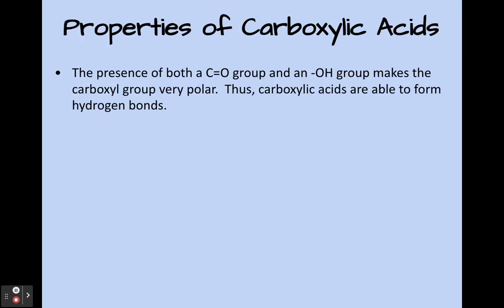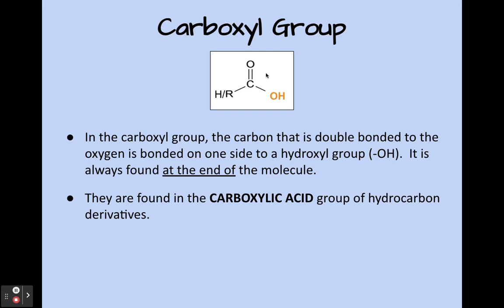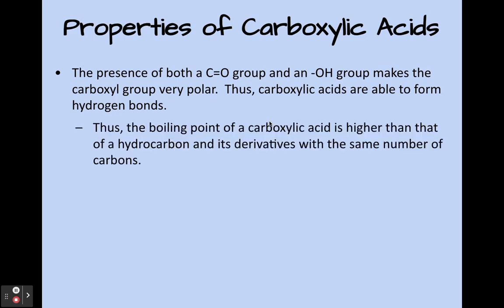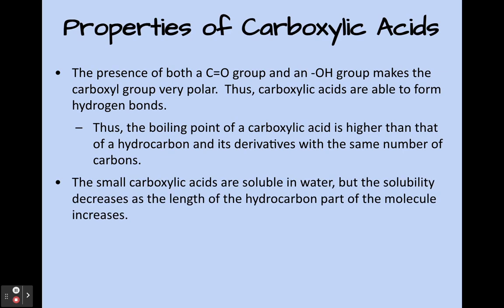Carboxylic acids are very polar. They have this polar C=O bond, and then they also have the OH polar bond, so there's lots of polarity going on there. So they're able to form hydrogen bonds. Their boiling point is going to be higher than the hydrocarbon and the other derivatives, because the carboxylic acid can form lots of different intermolecular interactions. The small ones are going to be soluble in water, but as the hydrocarbon part increases, it will become less soluble.